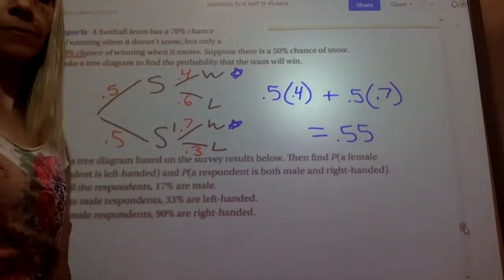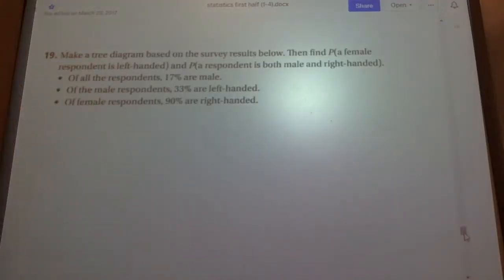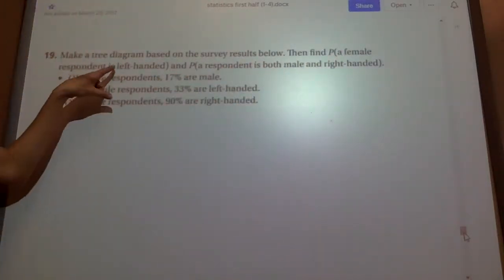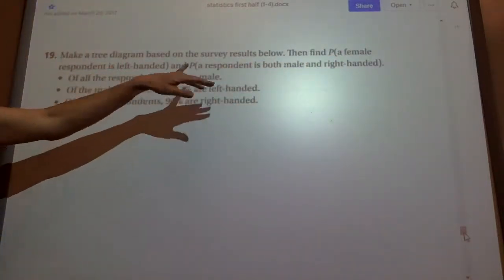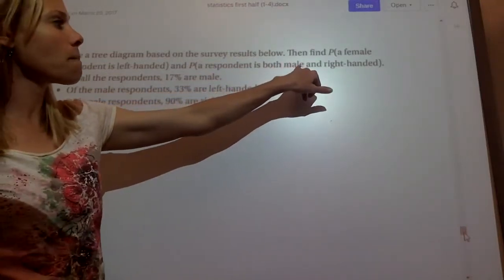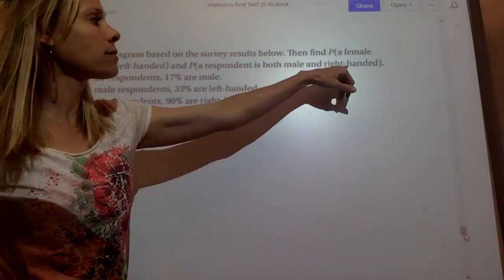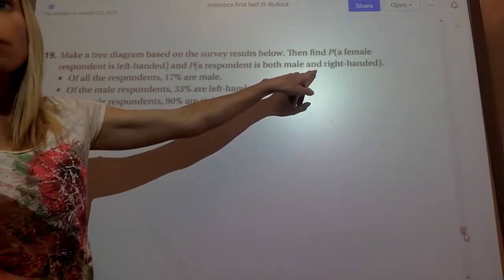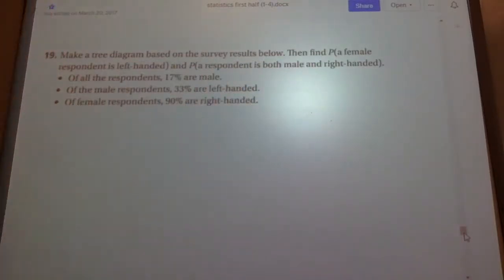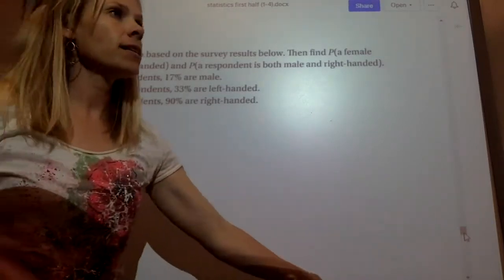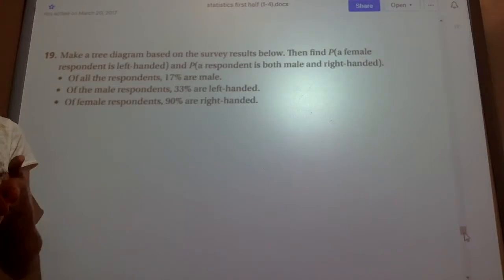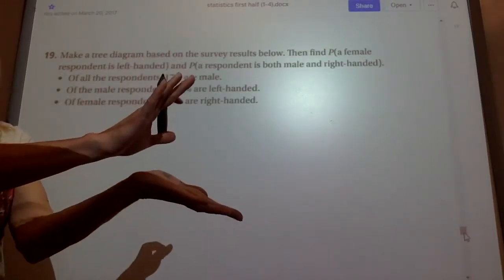Good. Okay, so this one, again, we're going to set up a tree diagram, and there's two probabilities we're going to find. We're going to find the probability a female is left-handed, and we're going to find the probability that the respondent is both male and right-handed. Notice this second one has the word and in it. That makes a difference. So we need to set up a tree diagram. I'm looking at males and females, left-handed, right-handed. Which branch am I doing first?